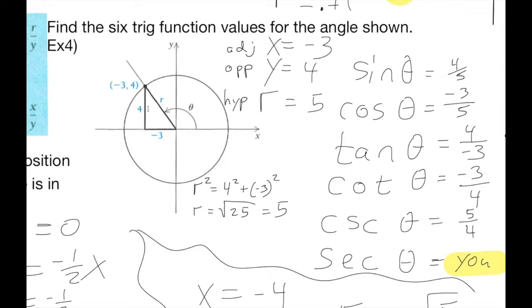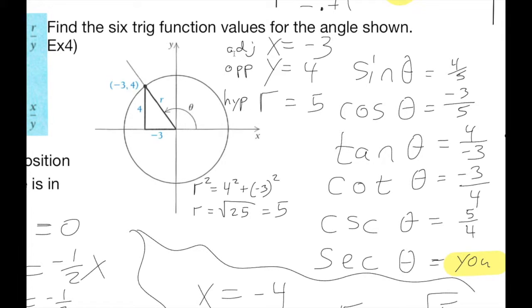Example 4, find the 6 trig function values for the angle shown. So we've got an angle right here, and notice this is not a unit circle. The radius is not equal to 1. We actually have to find the radius. You can use the Pythagorean theorem. 4 squared plus -3 squared is equal to 25, and you take the square root of that, you get 5. So the radius is equal to 5. It's a 3, 4, 5 triangle, if you remember those.